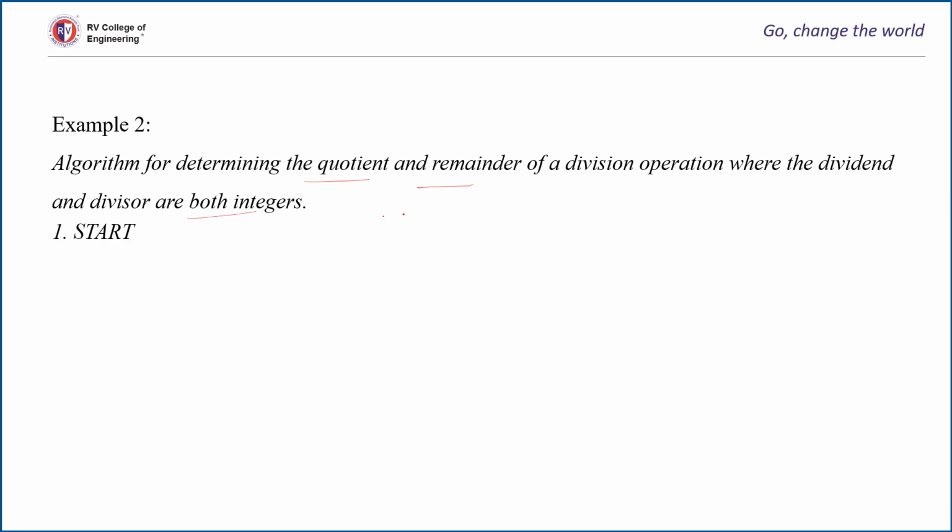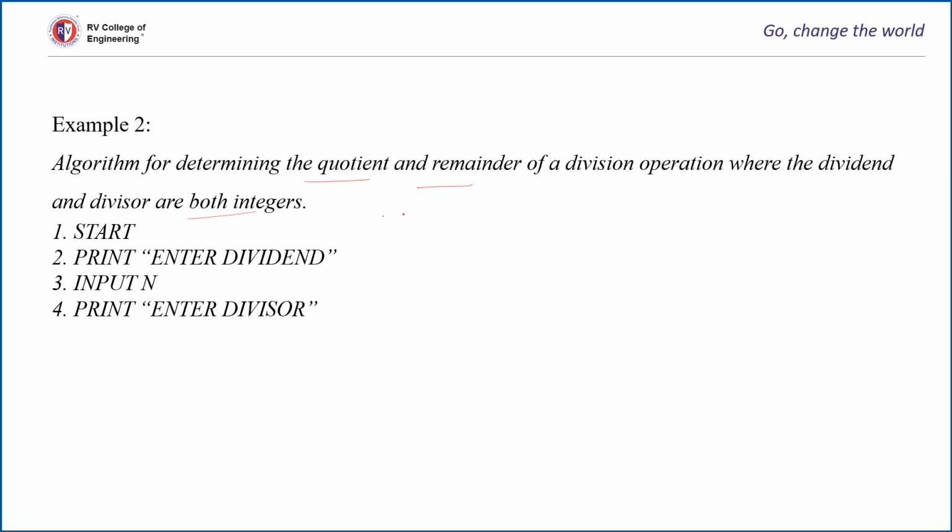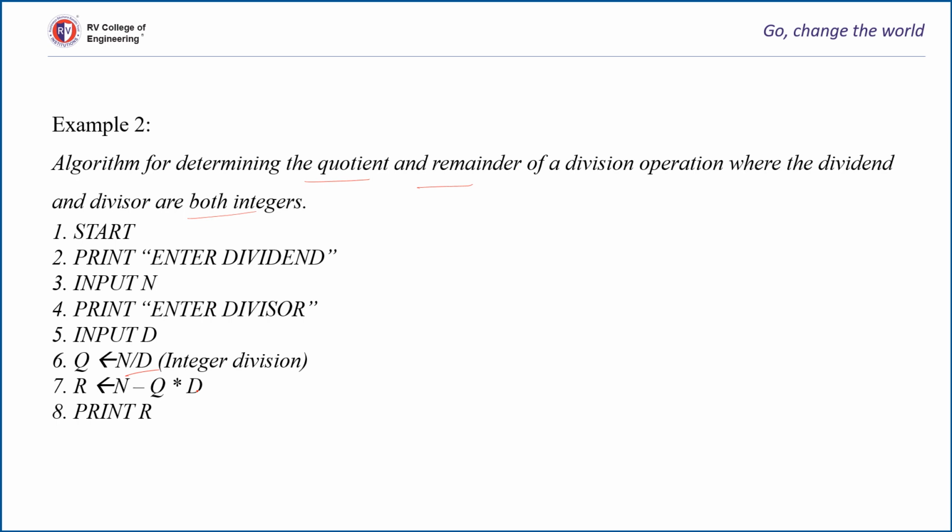Right. So start. Ask the user to enter a dividend. Read it into a variable n. Ask the user to enter a divisor. Read it into d. Compute n by d. Okay. So this operation will give us the quotient. Next, compute the remainder. R is equal to n minus q into d. Print R as well as q. So here print R and q, stop.